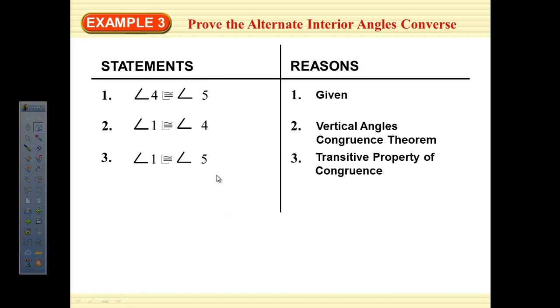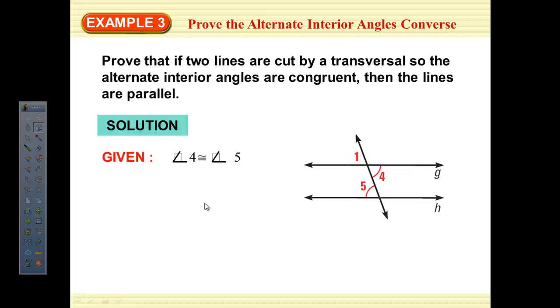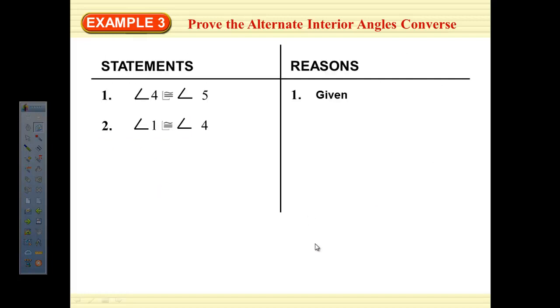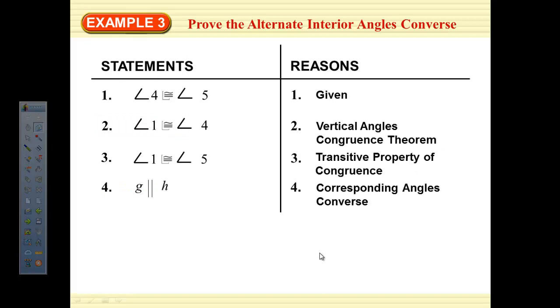And then after that, we can state that the lines are parallel, because if we go back and look at 1 and 5 real quick, 1 and 5 are corresponding angles. So since we already know corresponding angles prove the lines parallel, we can use that idea in this one right here. So we use the corresponding angles converse.